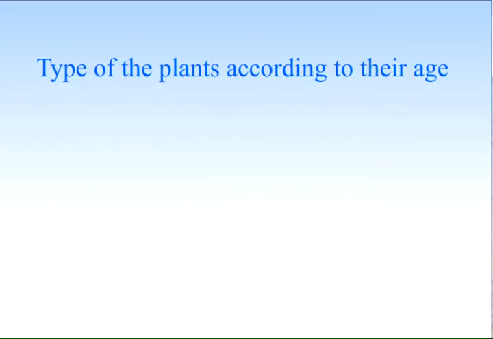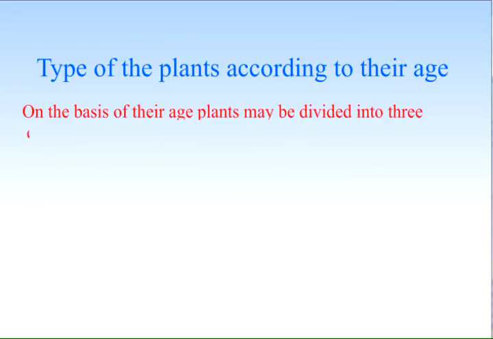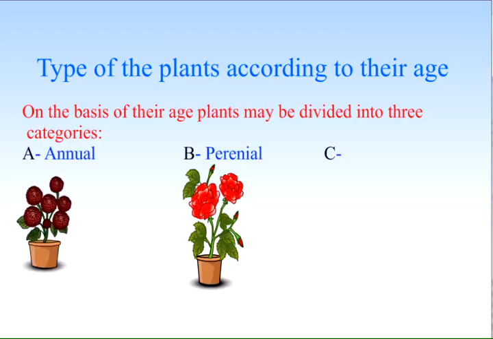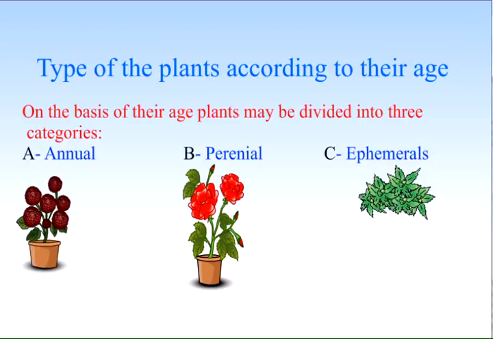Type of the plants according to their age. On the basis of their age, plants may be divided into three categories. A. Annual. B. Perennial. C. Ephemeral.